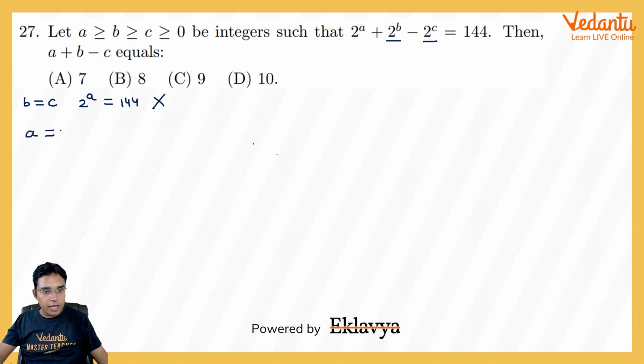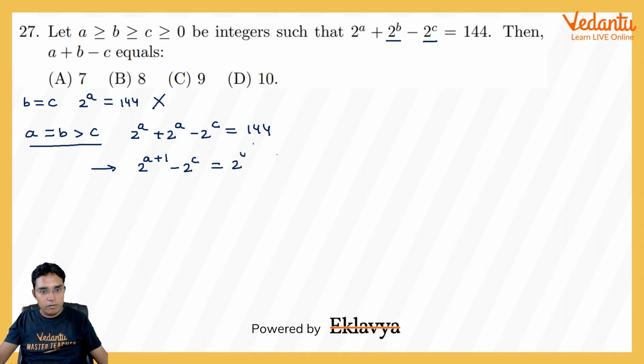Now what if a is equal to b and greater than c? We have already ruled out b equal to c, so we can check for this now. We will have 2 power a plus 2 power a minus 2 power c is equal to 144. I can write it as 2 into 2 power a, or 2 power a plus 1, minus 2 power c, is equal to 2 power 4 into 9 here.